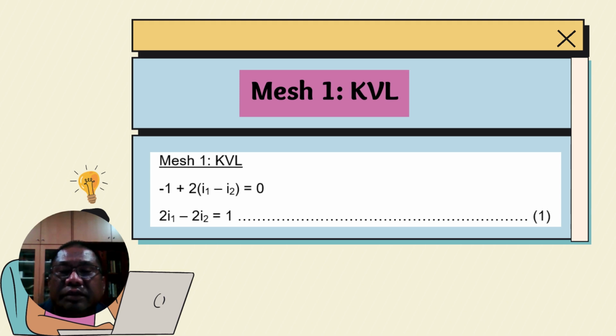Then moving clockwise, we see a 2 ohm resistor. Because we're using mesh analysis, you have two currents, I1 and I2, and they are in opposite directions. So we have to multiply by I1 minus I2. Then we simplify the equation, and we will get 2I1 minus 2I2 equal to 1.